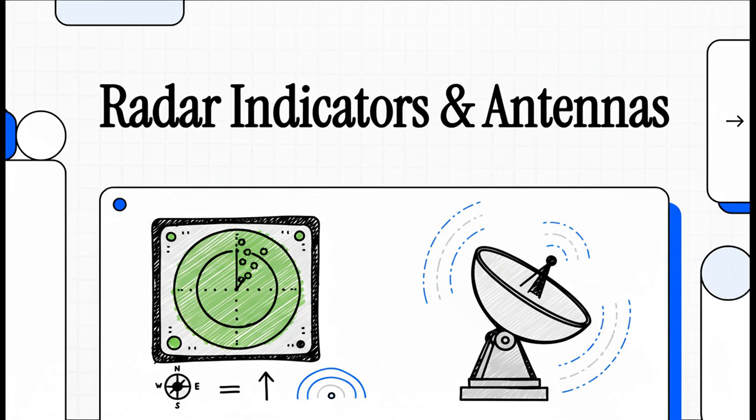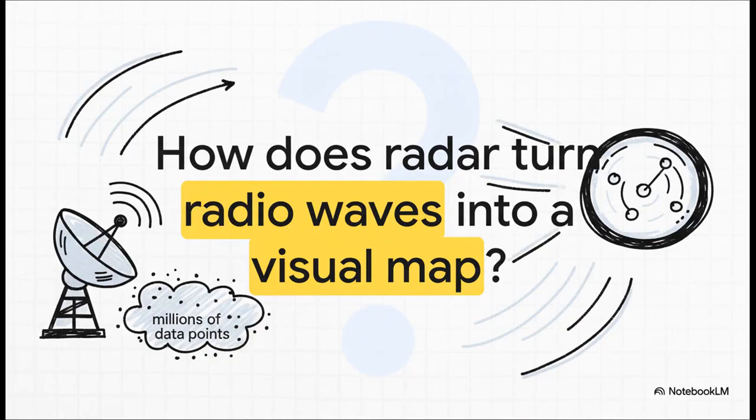Ready? Let's dive in. So, this is really the big question, isn't it? How do you take invisible radio waves, which are zipping through the air, and turn them into a clear, usable map on a screen? These systems are processing millions of data points every single second. So how does all that energy become those simple little blips we all recognize? Well, let's start where it all comes together, the display itself.